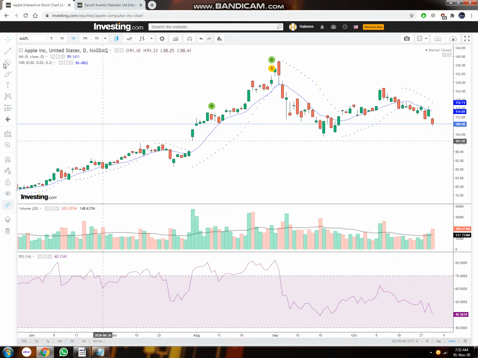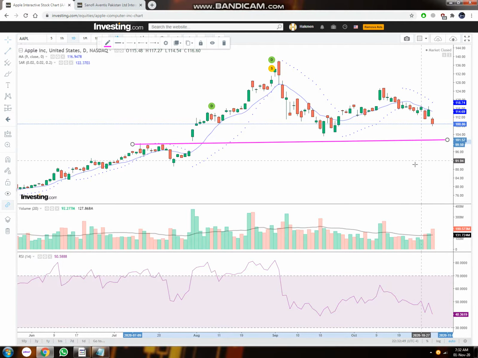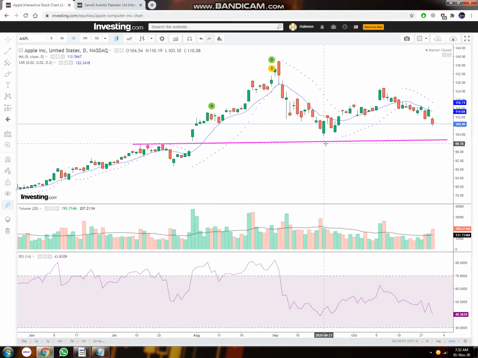Another thing I want to mention here is, you can see that there is a resistance level here and there are two support levels here. This line becomes a support level for the price of these upper areas. So you can also identify from this as well.